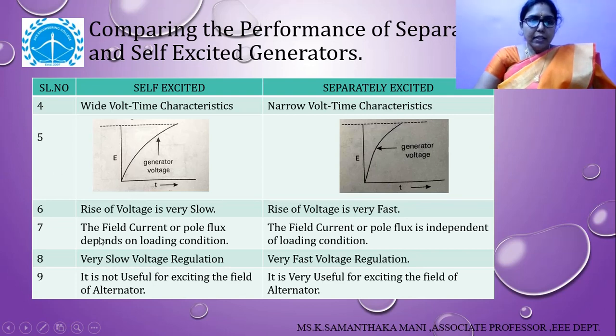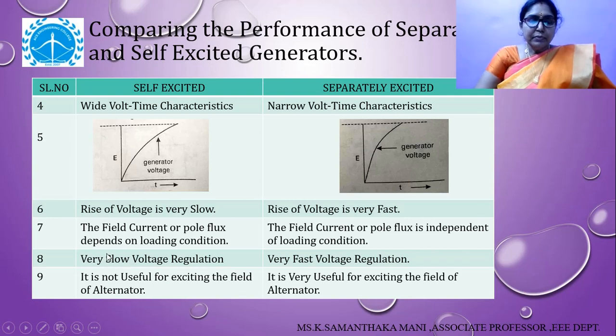And next, the field current or the pole flux depends upon the loading condition. In case of self-excited generators, how much pole flux is produced depends upon the loading condition. As the load on the machine increases, the pole flux also increases. But here, the field current or the pole flux is independent of the loading conditions because it is separately excited. The field winding is separately excited with the DC source. So, that difference we can observe here.